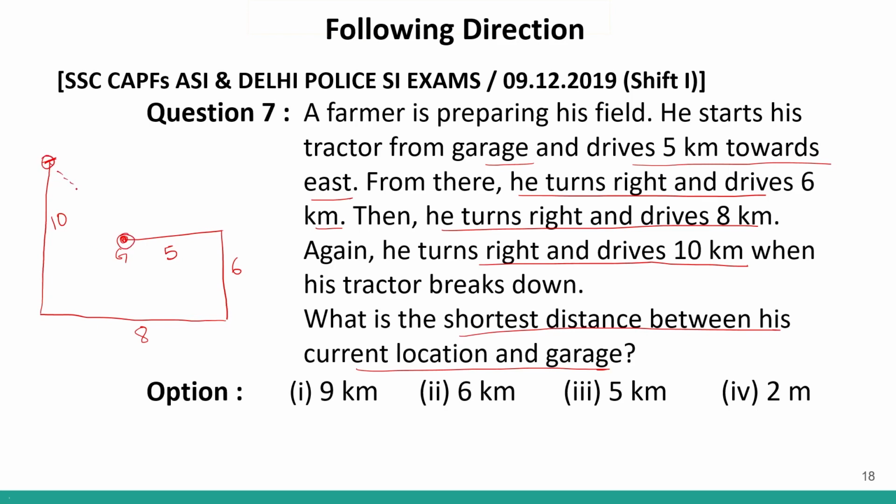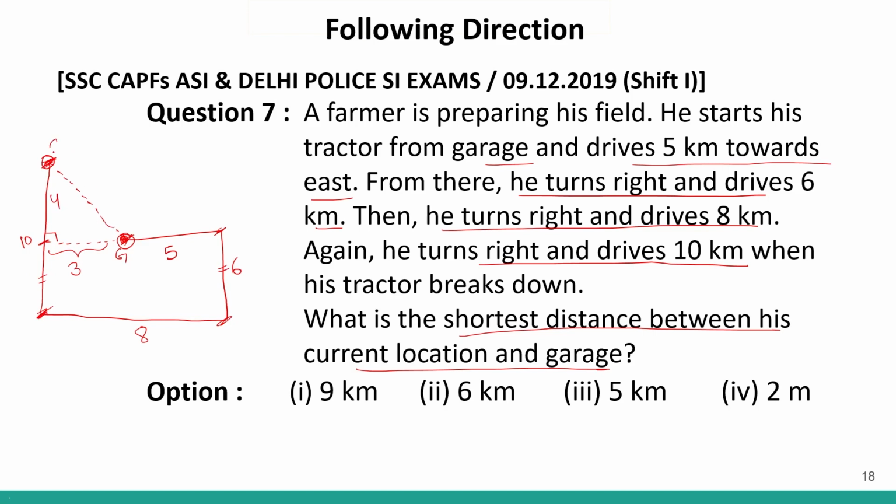So the shortest distance will be this, right? Let me draw a line over here and we get a right angle triangle, correct? So if this is 8 and this is 5, that means this will be 8 minus 5, which will be 3. Similarly, if this is 10 and from here to here it is 6, because it will be equal to this direction, then this will be 10 minus 6, which is 4.